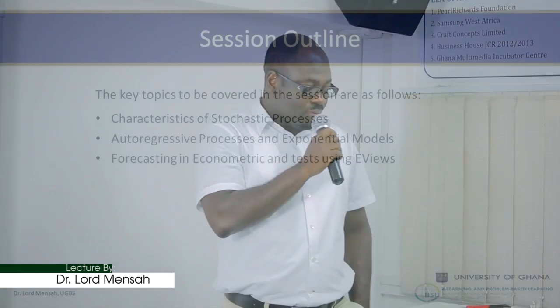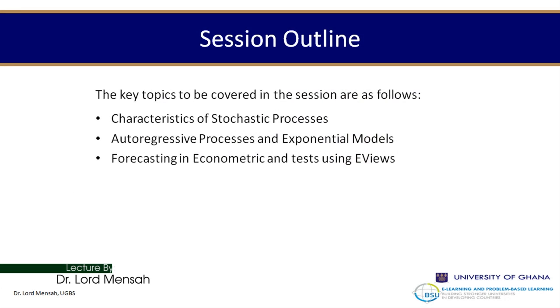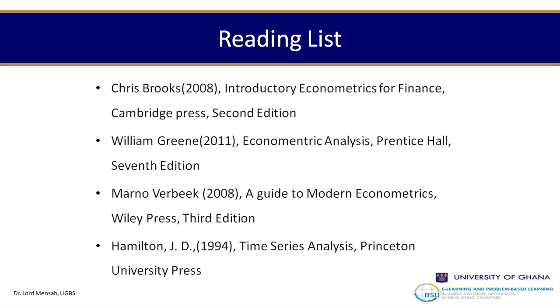Now, the key topics to be covered in the sessions are as follows. We have the characteristics of stochastic processes, we have autoregressive processes and exponential models, and then we're going to demonstrate that with EViews. So we're going to forecast in econometrics and test using EViews. The reading materials as usual are from Chris Brooks 2008, Introductory Econometrics for Finance, Cambridge Press, second edition. Then we have William Greene's. There are several of them that you can use as supporting materials for the course.